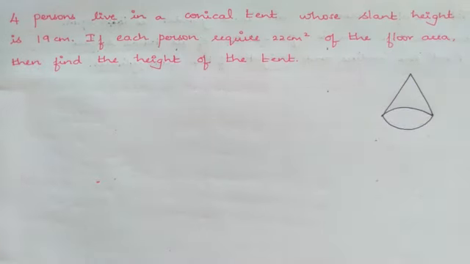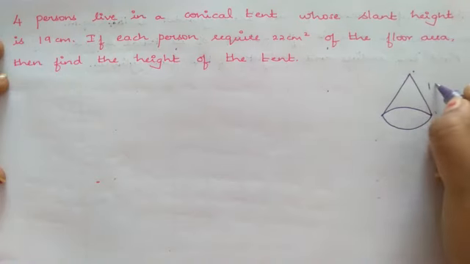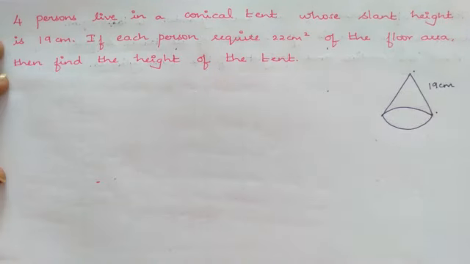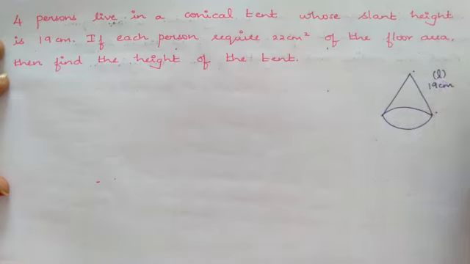We are told that the slant height of the cone is 19 centimeter. So this is nothing but the slant height from this point till here. This is nothing but 19 centimeter. This is called the slant height. You can denote it as L, small l.